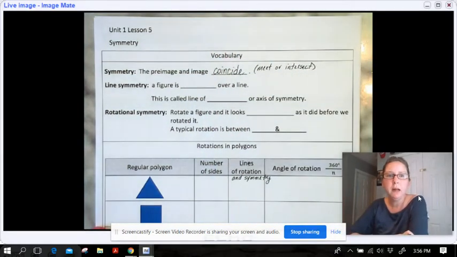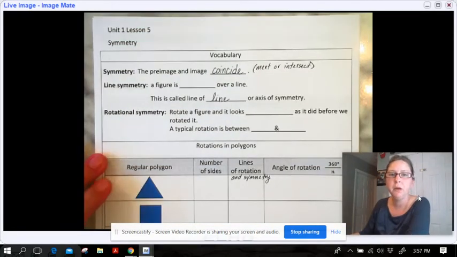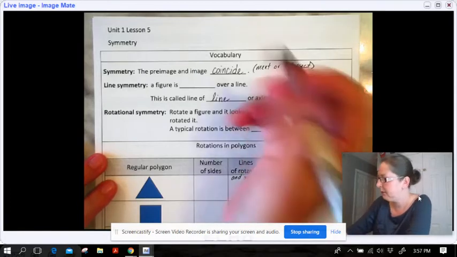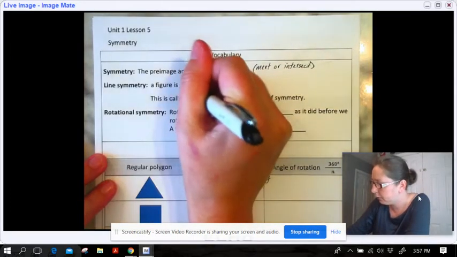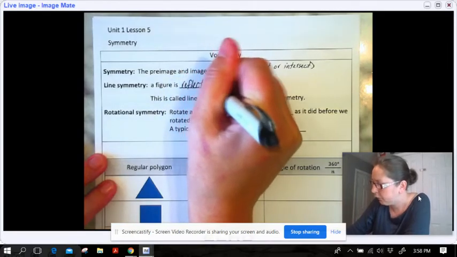When we have line symmetry, the figure is reflected over a line, and this is called the line of symmetry or the axis of symmetry. So it's reflected.